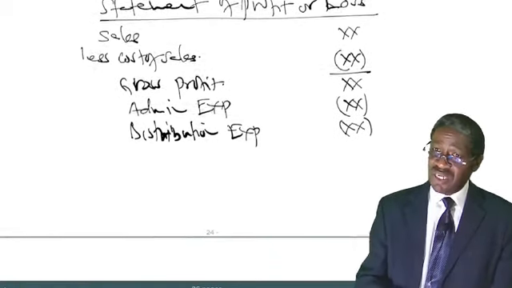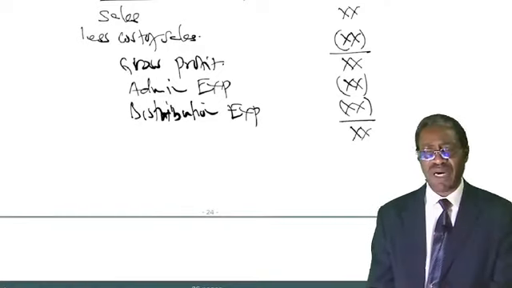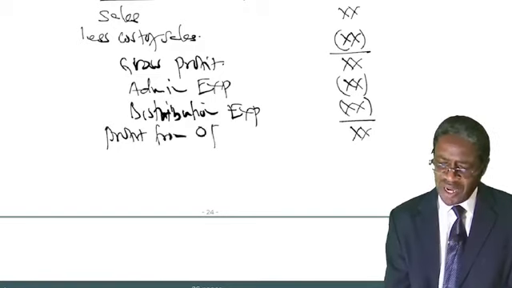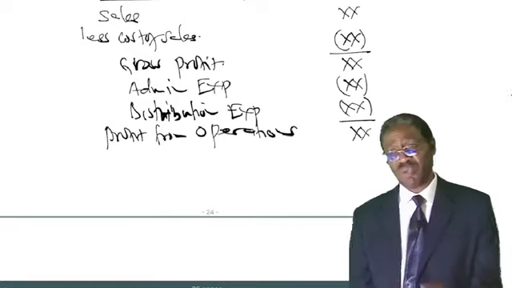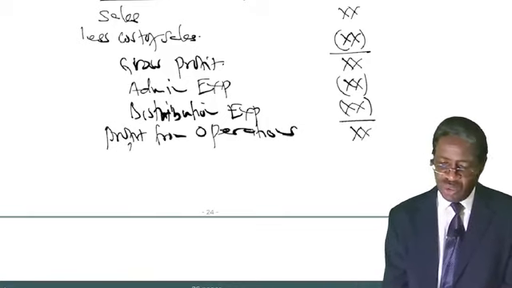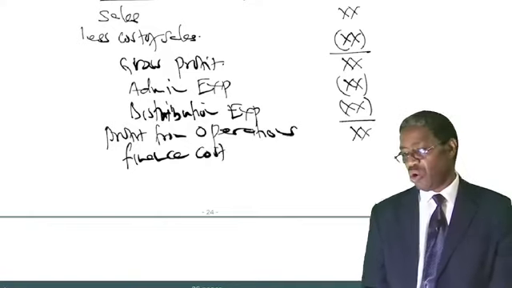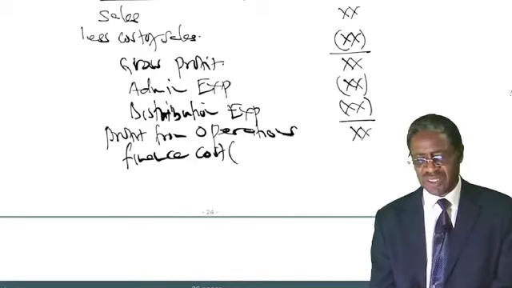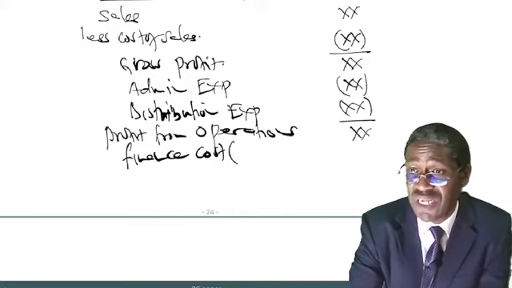Good. Now, listen. Once you do that, now get the net amount. That net amount is what we shall be calling profit from operations. Once you get the profit from operations, we shall be coming and charging here what we call finance cost. There are many examples of expenses that can be classified, or items that can be classified as a finance cost.